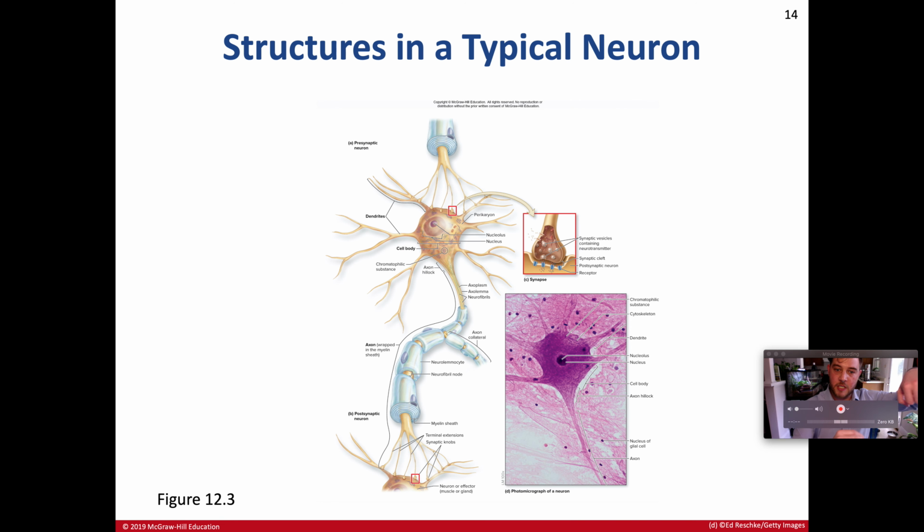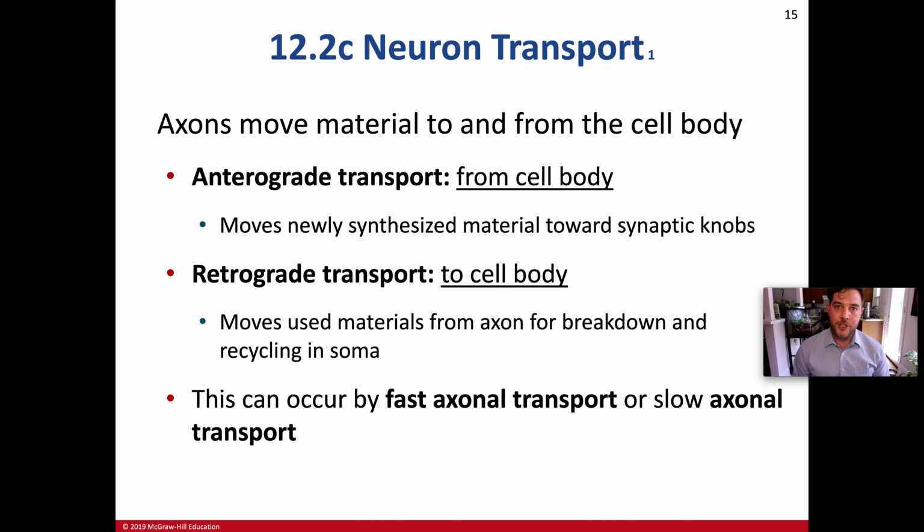Okay, so neuron transport: how do things move within a neuron? Not just signals, but actual structural components. Axons move material to and from the cell body. If it's going from the cell body, it's called anterograde transport. It's moving newly synthesized materials towards those synaptic knobs. It could be components, vesicles, neurotransmitters, anything.